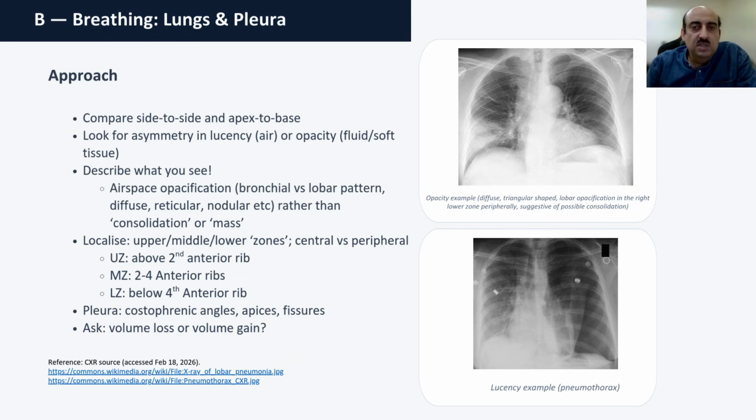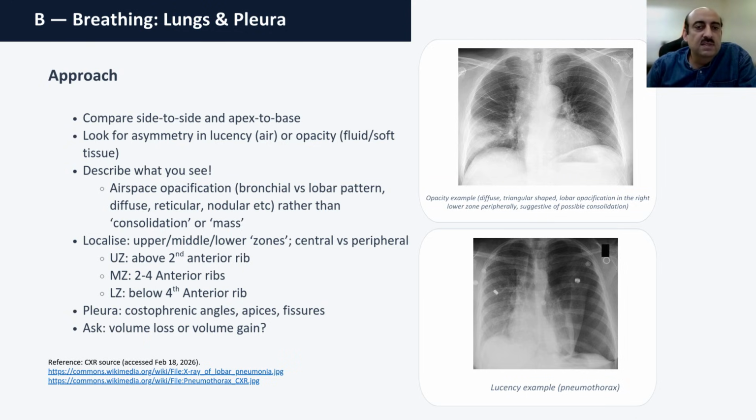Describe what you see, just like in dermatology from the skin point of view. When you have a skin lesion, you describe. So on the x-ray, just describe what you see. Is it airspace opacification, which is a better term rather than saying consolidation? Describe whether it is a bronchial pattern, lobar pattern, diffuse, reticular, nodular, rather than just saying it's a mass or consolidation. Yes, the finding may be suggestive of that, but avoid diagnosing by just saying it's a consolidation.